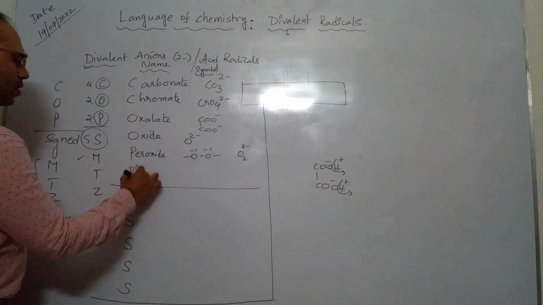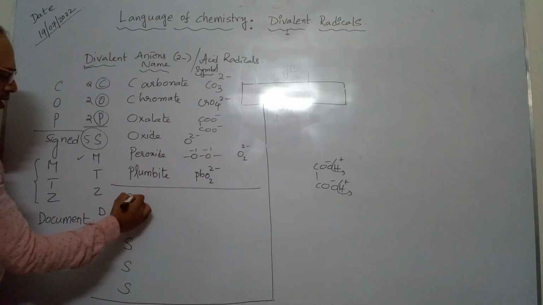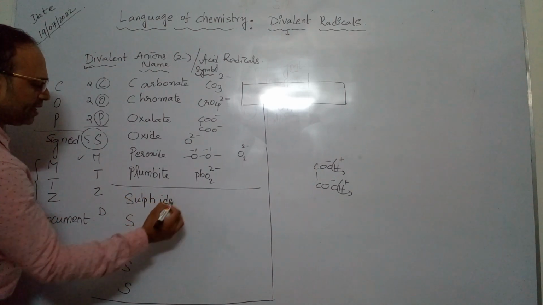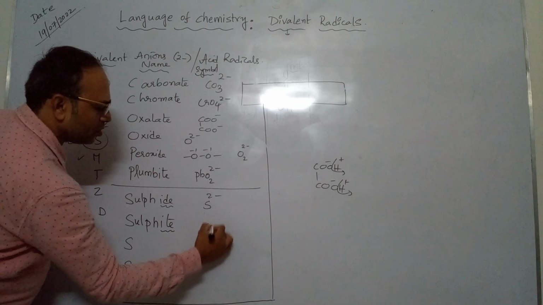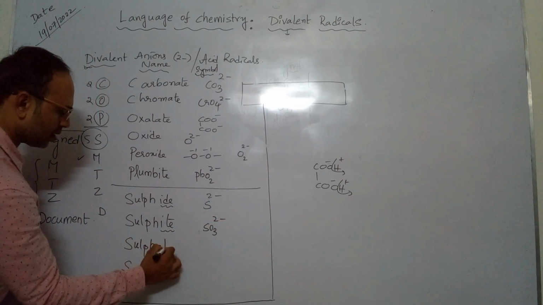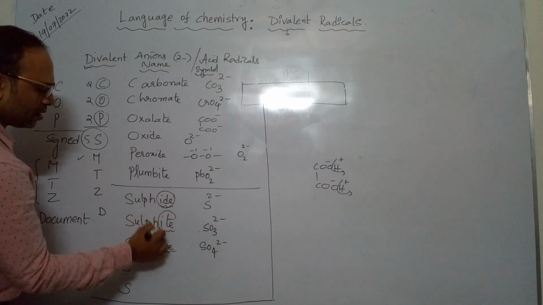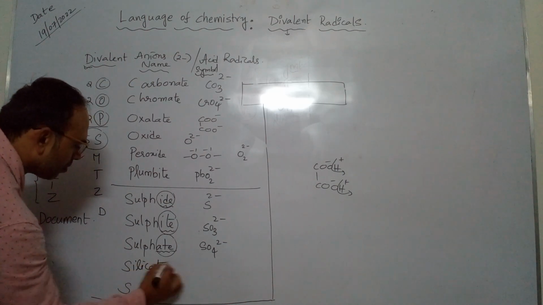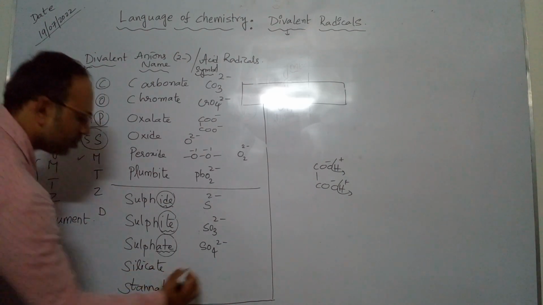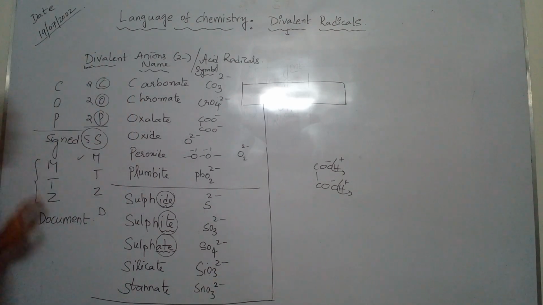Next, plumbite, PbO2 2 minus. Now here this is sulfide, ide, S2 minus. Next, sulfite, SO3 2 minus. Next one, sulfate, SO4 2 minus. Hope you have understood. Sulfide, sulfite and sulfate. Next, after this we have silicate and stannate. So silicate, SiO3 2 minus, stannate, SnO3 2 minus. So up to this, hope you have understood.